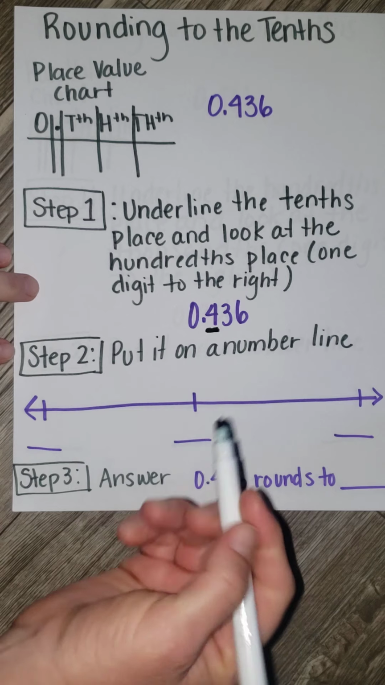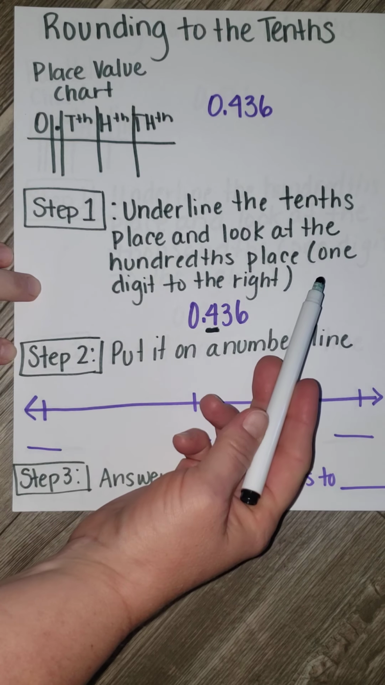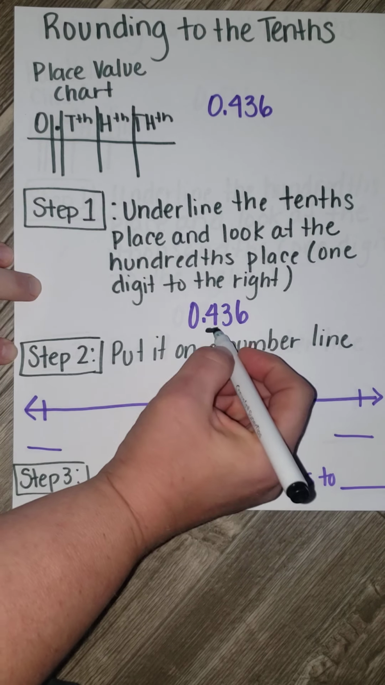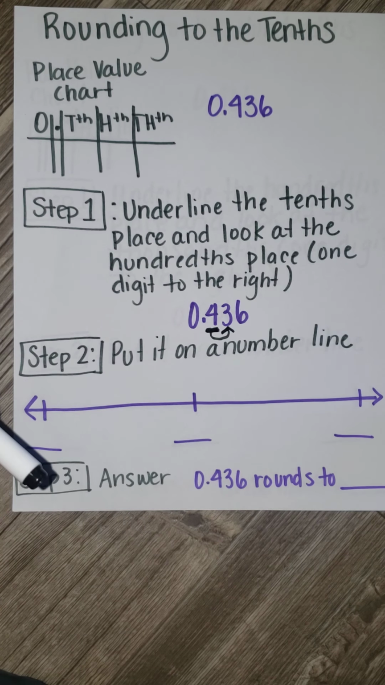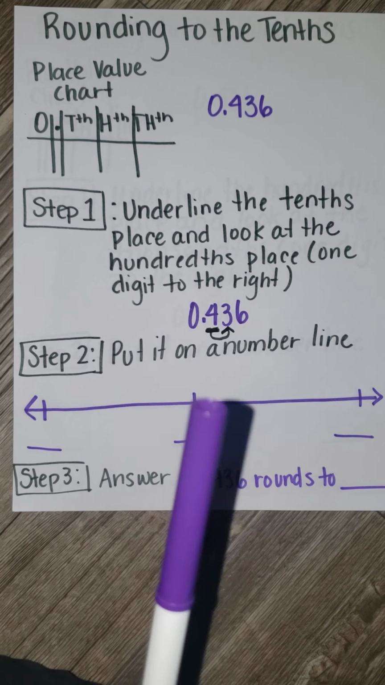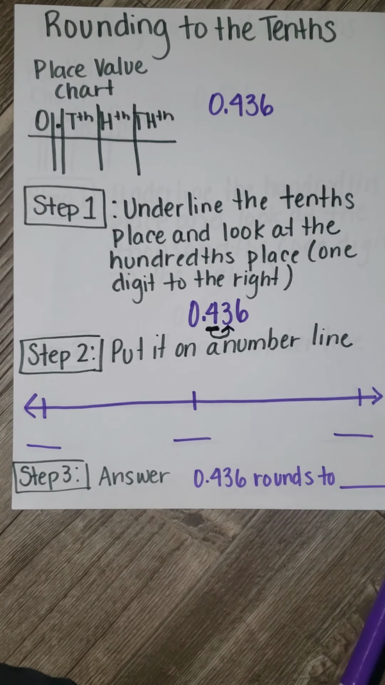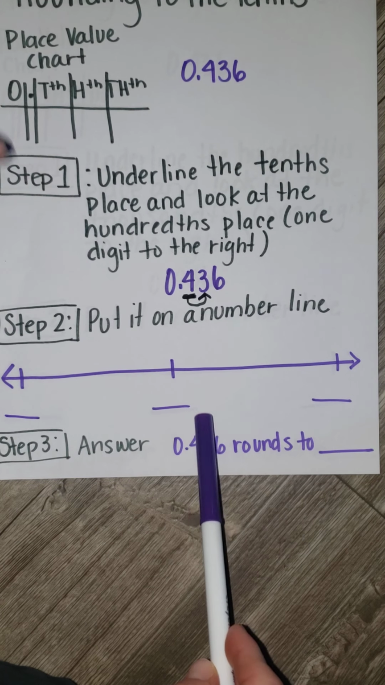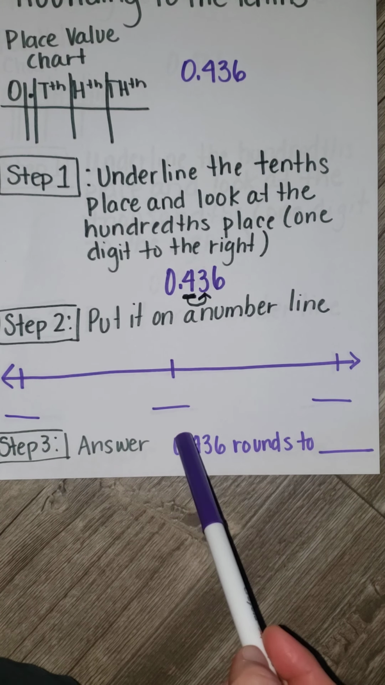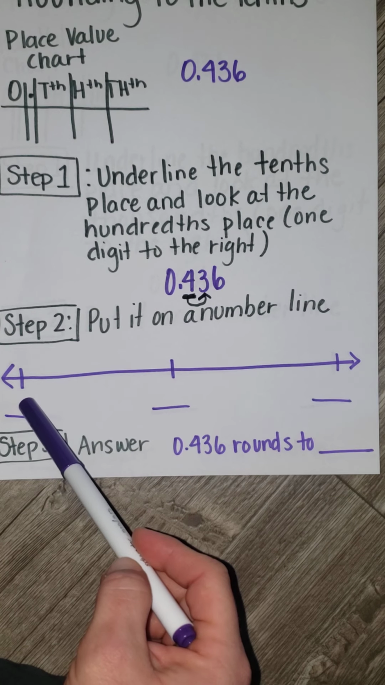And then we're going to look at the hundredths place value, and that is just one digit to the right. So we always look at this digit right next to the one that we're rounding to. And it'll make sense in just a minute why we do that. And so here, step number 2 is we stick these numbers on a number line. And so how do we do that? We're going to start with the smallest number that is going to go here.